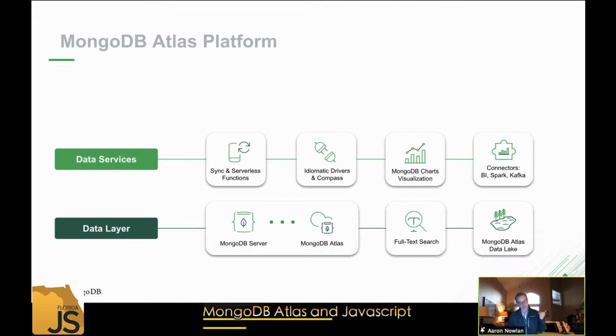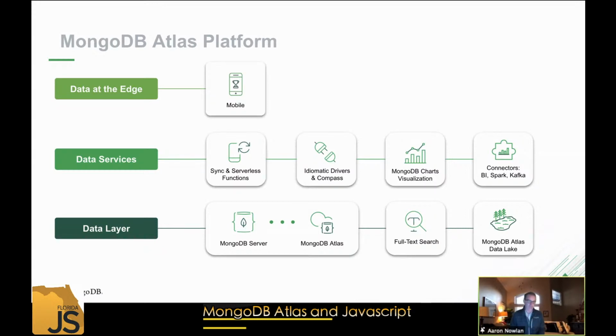We touched briefly on the connectors. Maybe I'll touch on the BI connector. We have some relational folks here. That one's pretty useful. Of course, Spark and Kafka, Confluent for a sync source type model. So lots of great tools out of the box.